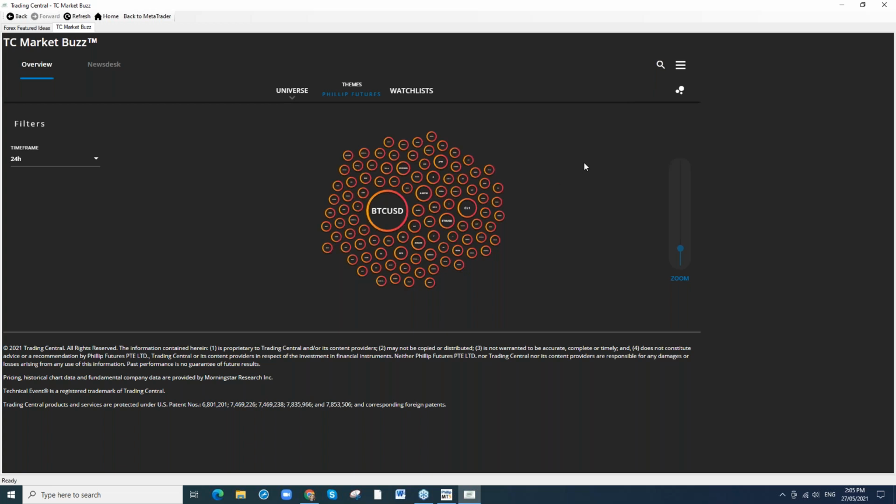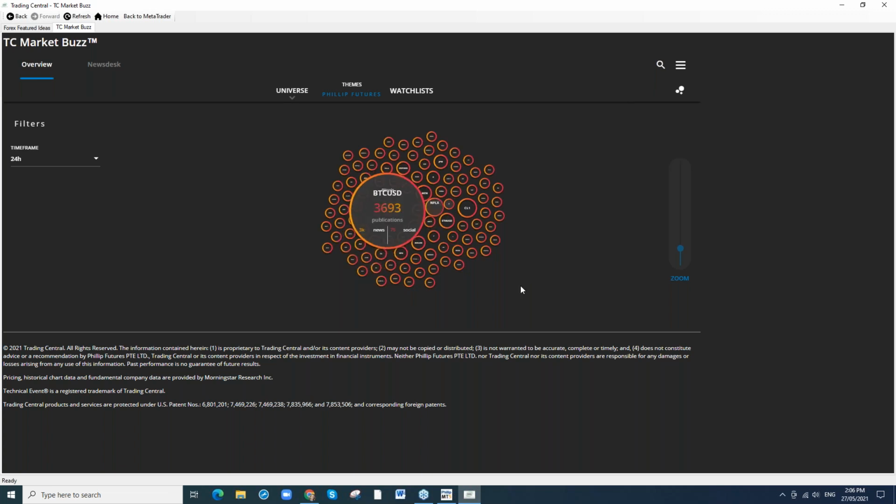So here you get the dashboard with the bubbles, and straight away you can see what this tool is about. Basically, the bigger the bubble, the more buzz about the specific asset. As you can see, the biggest buzz is currently about Bitcoin, of course.